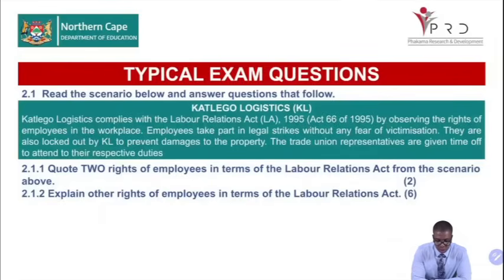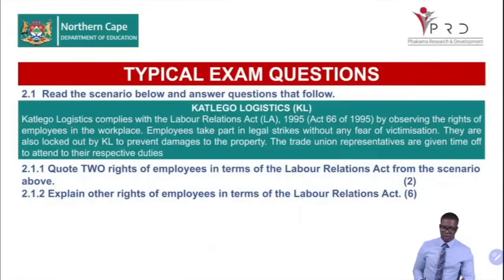Now, let us look into the first typical exam question, which requires of you to quote from the scenario. The art of quoting comes with the understanding of the content. If you don't understand the content, you might have difficulties regarding quoting. So, Katleho Logistics.